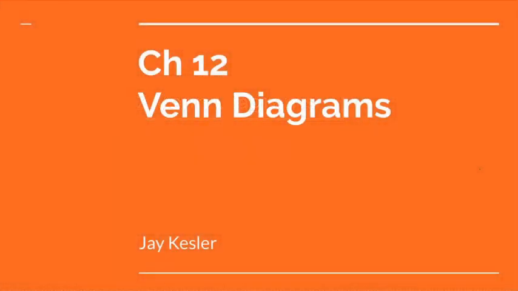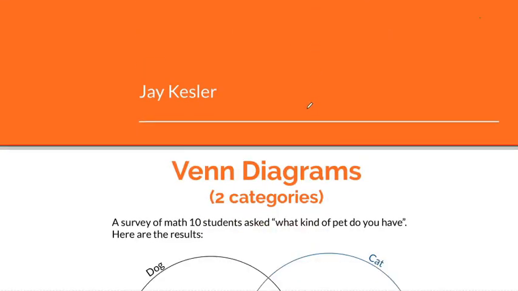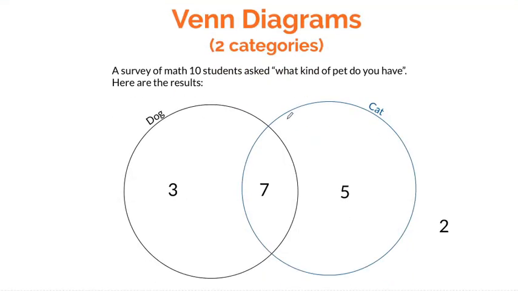Chapter 12, Venn diagrams. You've probably seen Venn diagrams in the past, in some math class or other classes. They're fairly commonplace. Here's a basic one involving two categories. A survey of Math 10 students was asked, what kind of pet do you have? The results are listed here.